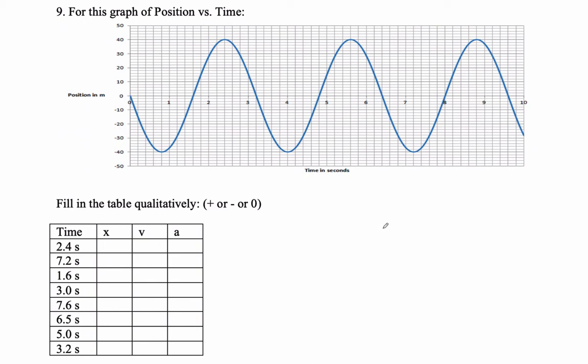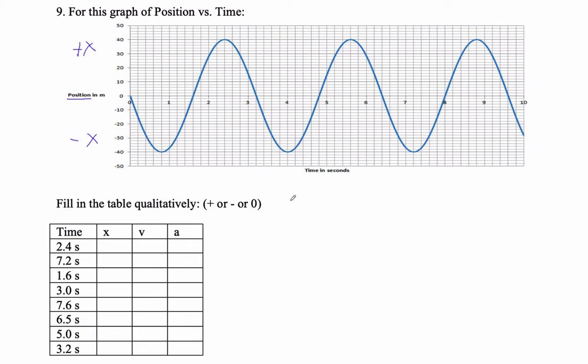So this is a position-time graph, and we're going to figure out whether the position x, the velocity, and the acceleration is positive, negative, or zero. Now the position is super easy, right? This is positive x. This is a graph of position, so if we can read a graph, we're good. This is negative x. So x is easy.